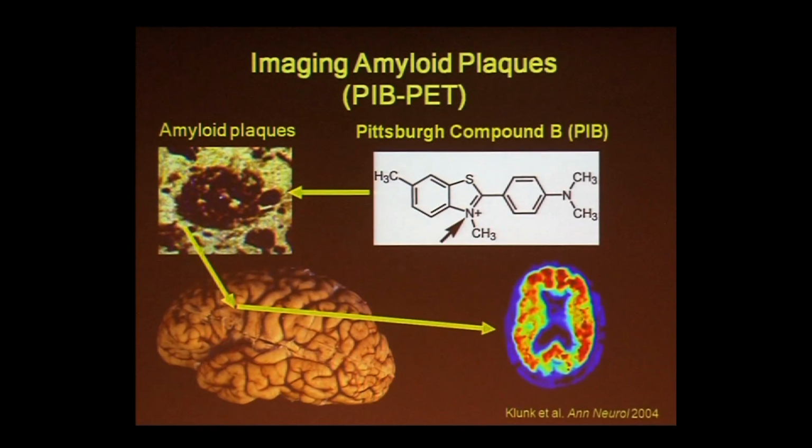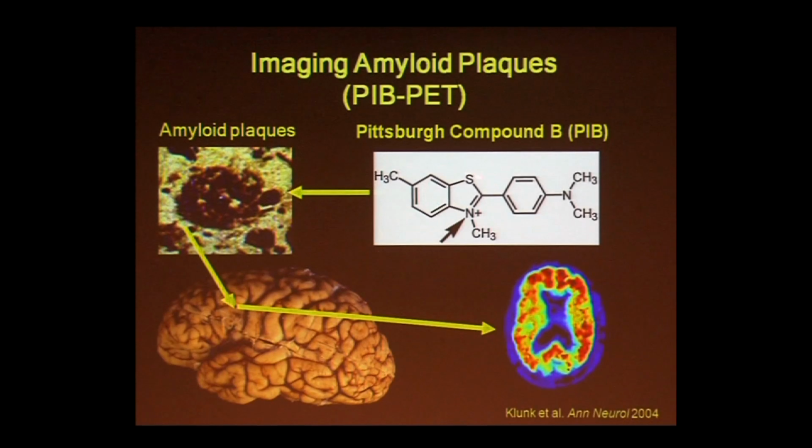Now, I said Americans don't like spinal taps, but we don't mind expensive imaging tests. And so about 10 years ago, researchers at the University of Pittsburgh found a way to image amyloid plaques during life. What they did is they took a molecule that pathologists have been using to stain the brain for amyloid for many years, called thioflavin. They modified it and put on a radioisotope, carbon-11, which emits a radioactive signal. And they called their molecule Pittsburgh compound B.